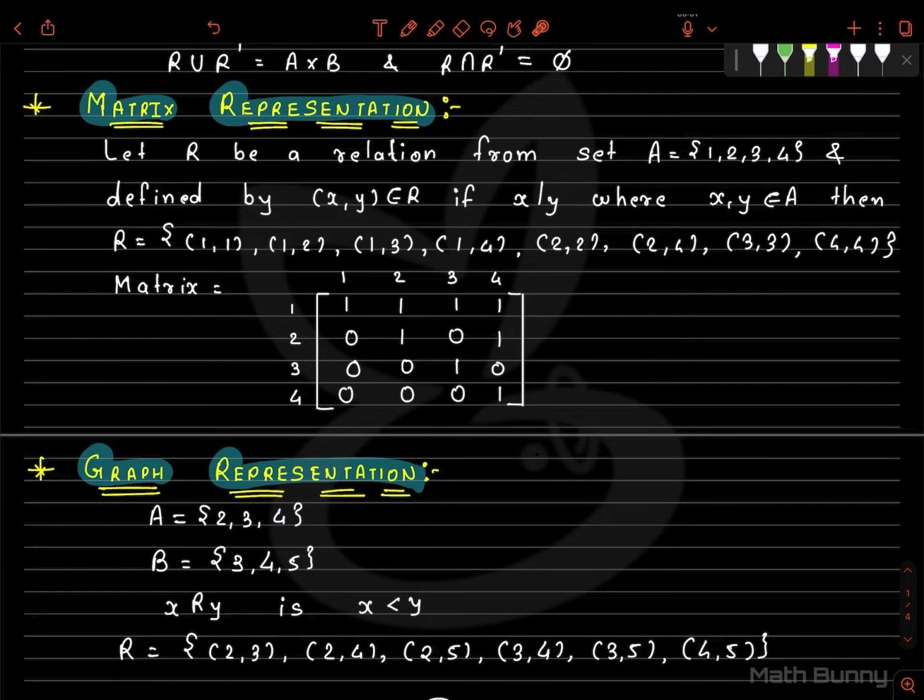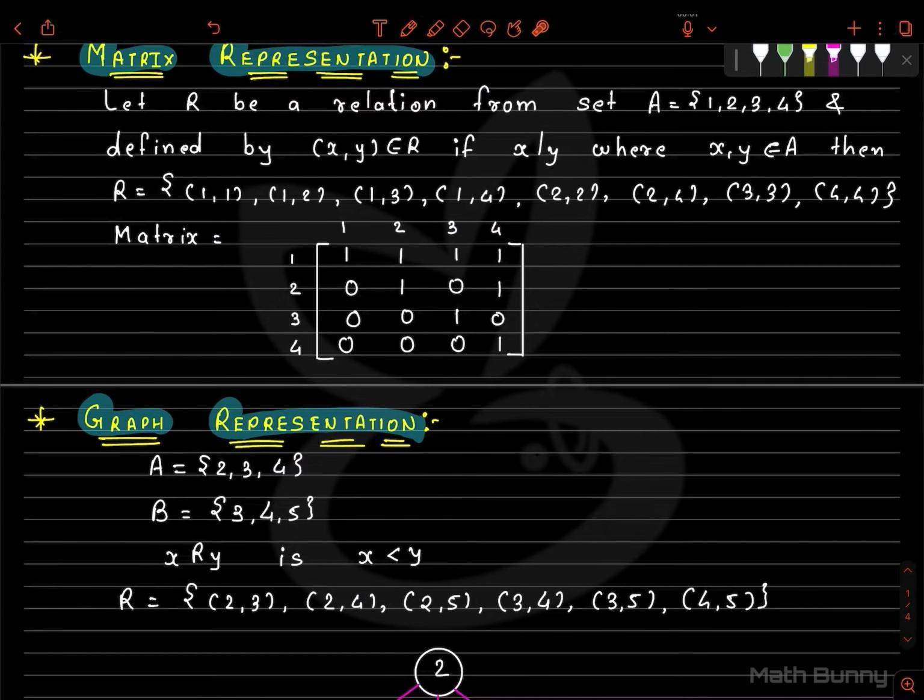The next topic is matrix representation of a relation. Here, let R be a relation on the set A equals {1, 2, 3, 4}, and the relation is defined such that (x, y) belongs to R if x is divisible by y, where x, y belong to A. Then, how can we write this relation? R equals all the (x, y) where x can be divided by y. The elements of R would be (1,1), (1,2), (1,3), (1,4), (2,2), (2,4), (3,3) and (4,4).